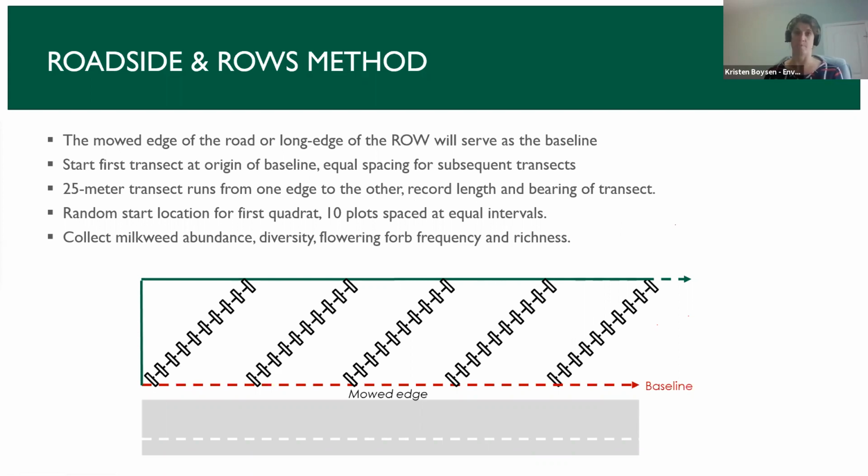Other than that, it's very similar to the individual patch method. You still collect milkweed abundance, milkweed diversity, flowering nectar plant frequency and richness, like we discussed. So again, this is just if you can't really imagine getting your 100 meter transect across the whole thing. If it's a skinny plot, you can angle in these transects like so.